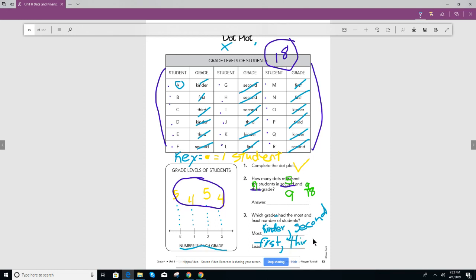So we just built our own dot plot using data. All right, so you're going to glue this into your journal. You're going to take a picture of it and attach the picture to the activity so that I can see that you did it.